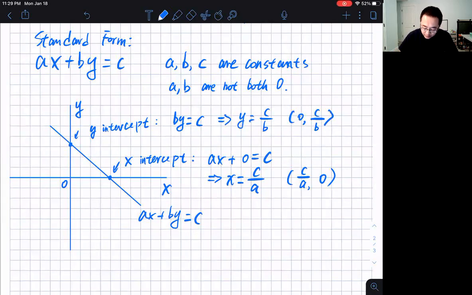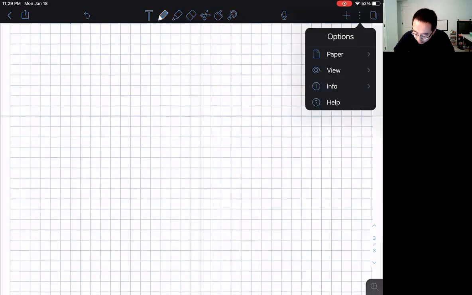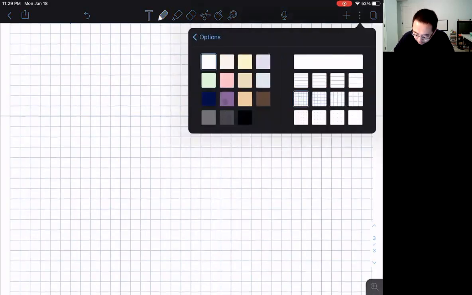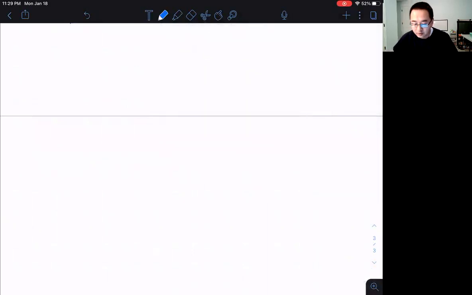Okay, so let's look at a couple of exercises really quick. I'm not going to draw a whole lot of graphs right here, so let me change this to a white paper so you can see more easily. Okay, so I want you to determine if the following function is linear, and if it is linear, convert it into the standard form. So this is an example from the book that I have.